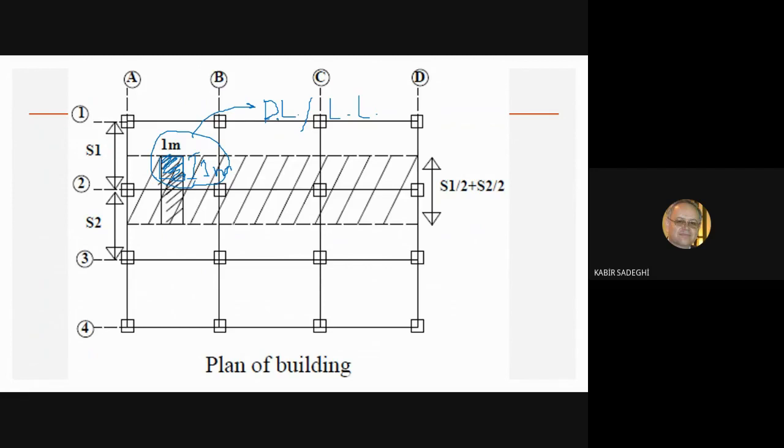But when we are talking about the intensity, for example, on the frame or beam that is in row 2, we use W. What is W? W is the load for 1 meter length of the beam. This is 1 meter in the length of the beam, because the length is from here to here or continues, but this is 1 meter of that.